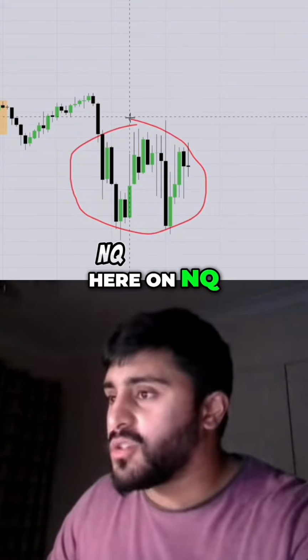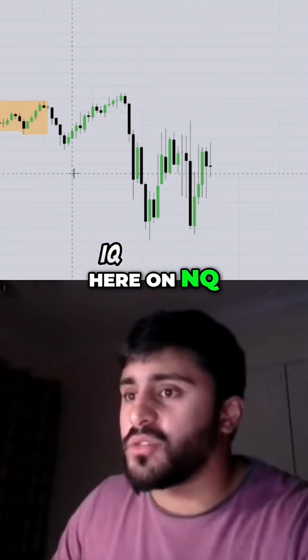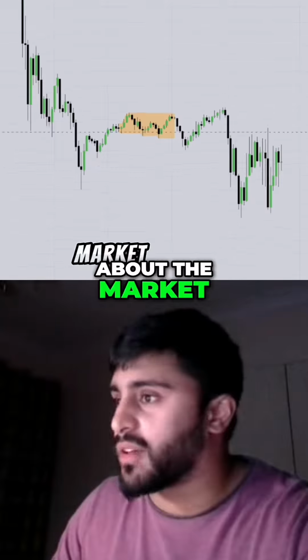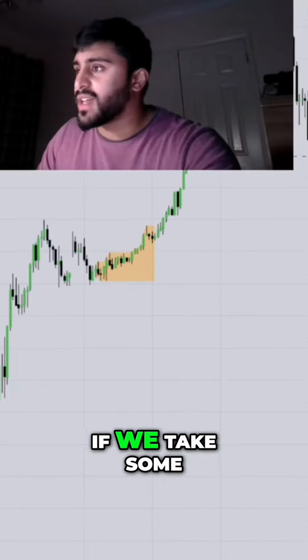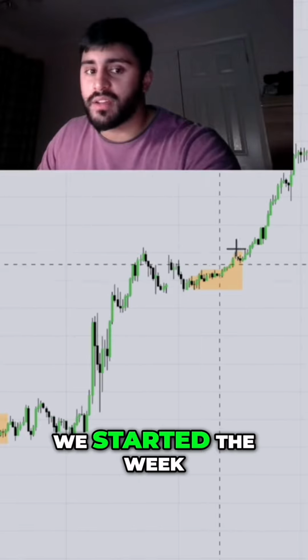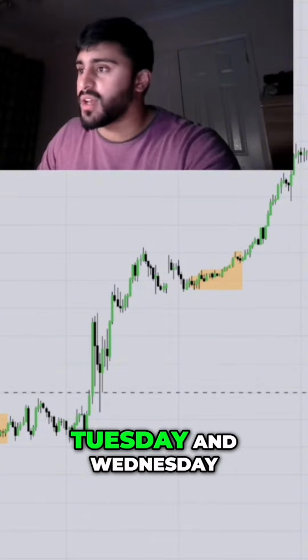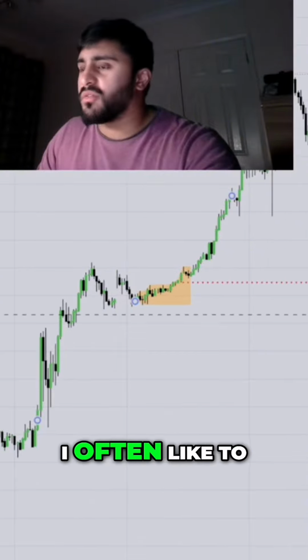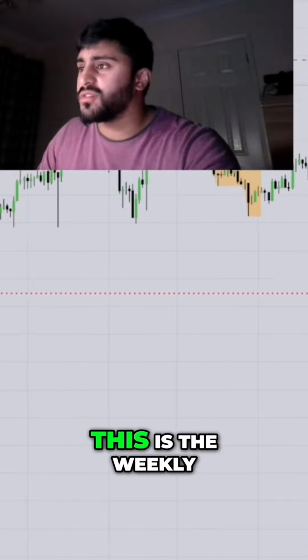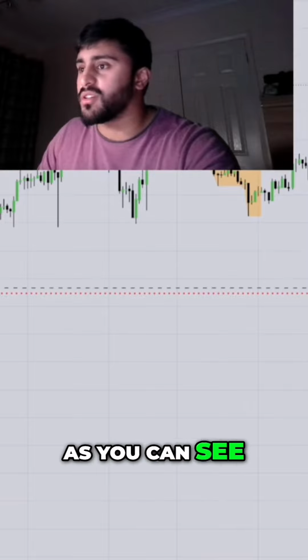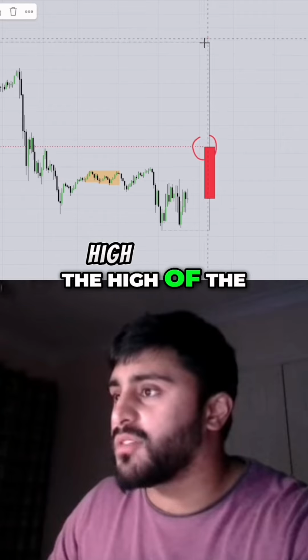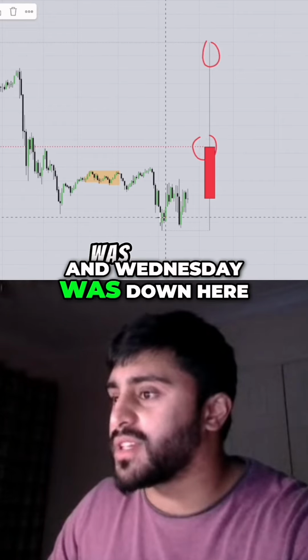So again, here on NQ, we need to understand a few things about the market. This was, of course, Wednesday. If we take some context for the week so far, we started the week off over here. We had Monday, Tuesday, and Wednesday. When I use the power of 3, I often like to use it on the weekly time frame first. So this is the weekly power of 3, right? As you can see over here, this is the weekly opening price. The high of the week is all the way up here, and Wednesday was down here, right?